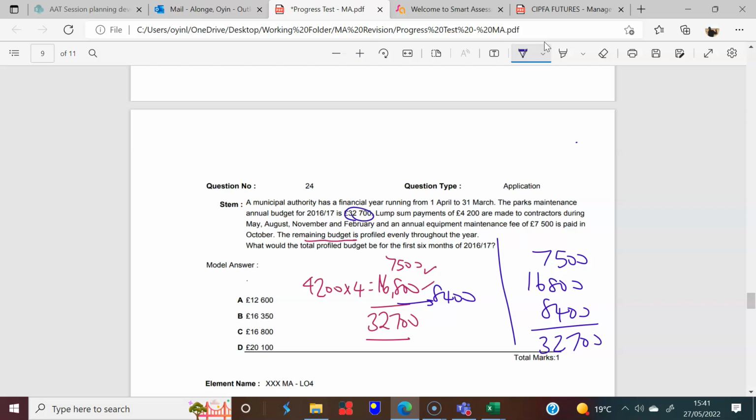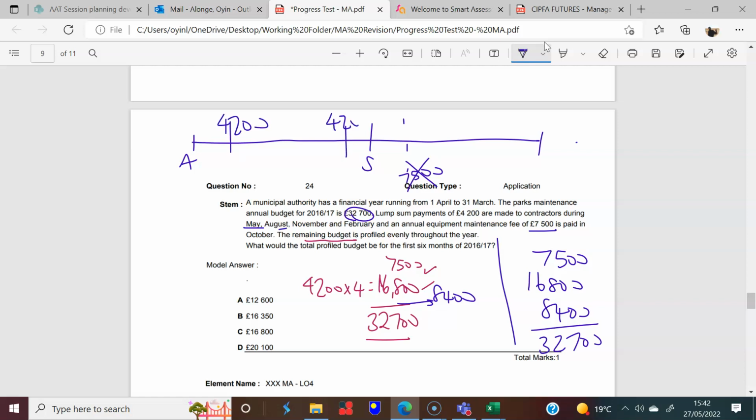What is the profile for the first 6 months? Well, when we look at the first 6 months, so April to end of September, this fee of 7,500 is paid in October, so it doesn't feature in our budget. Then you have two payments of the 4,200, May and August. So you have 4,200 here, and you have 4,200 here.